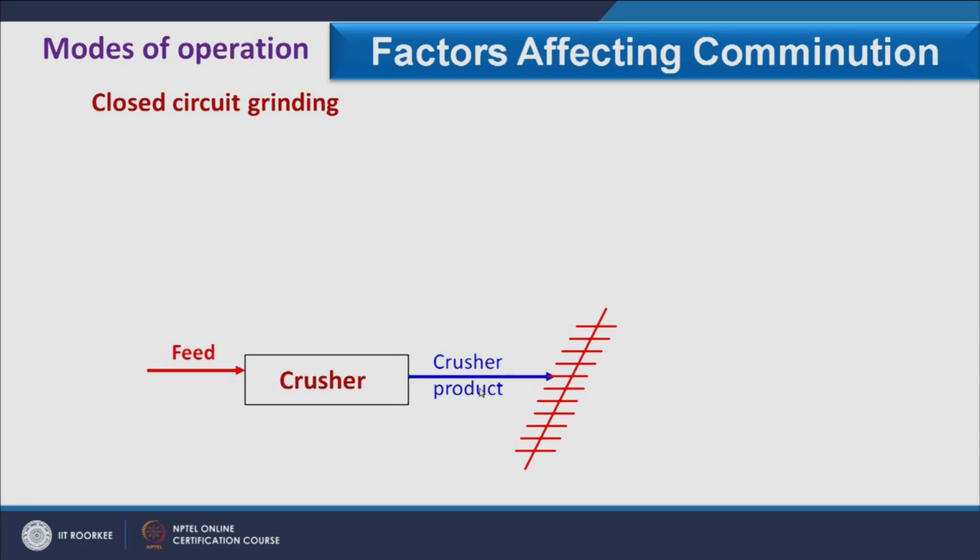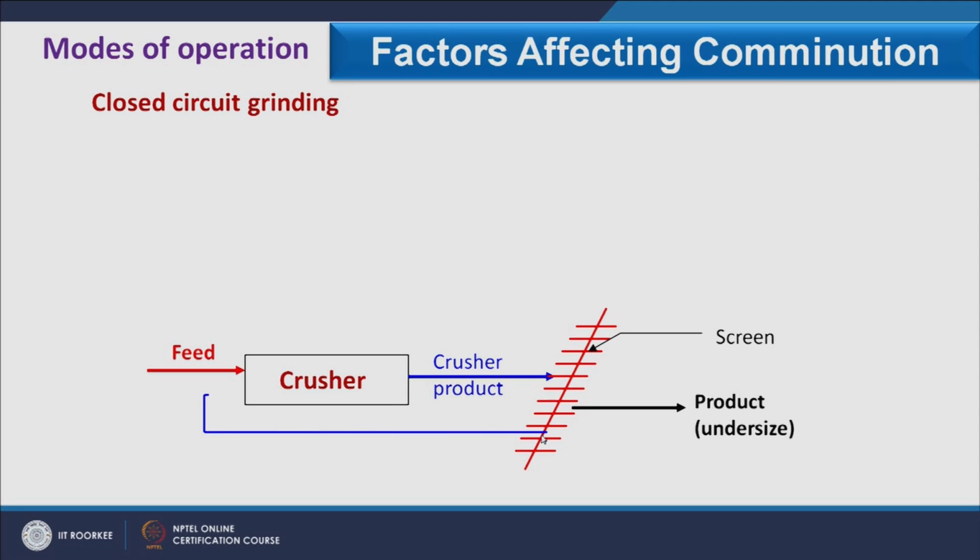Now, when this crushed product is screened by a screening, we have undersized product, and the oversized product which we do not want is recycled back to the crusher. Therefore, in this operation, oversized particles are usually operated in a closed circuit. Unless the particles fall in the desired size, we cannot collect the product.